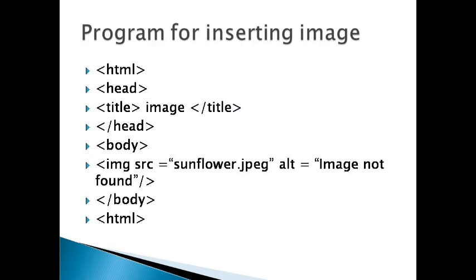You can see the example program for inserting an image. You all know the structure of an HTML program: html, head, title, close the head, then open the body tag, img src is equal to, and give the picture name. Every image file has an extension, such as .jpeg, .png, or .gif. Many file formats are available for inserting an image. Next is alt. If the sunflower image is not there, then you will get the message image not found. So this is the use of the img tag. Next, close the body tag, then close the HTML tag. This is how you insert an image. Clear, students?